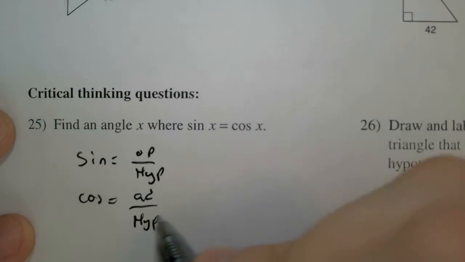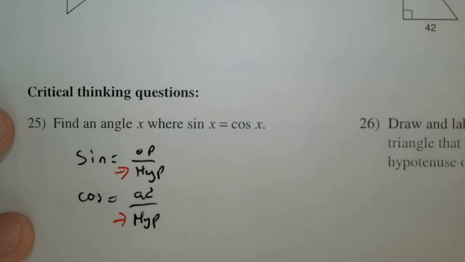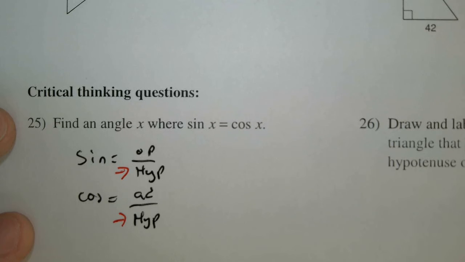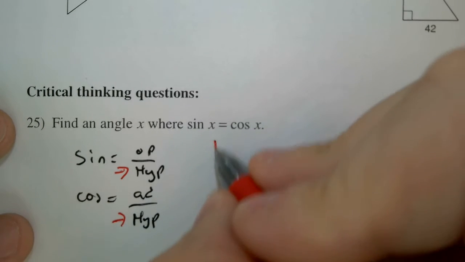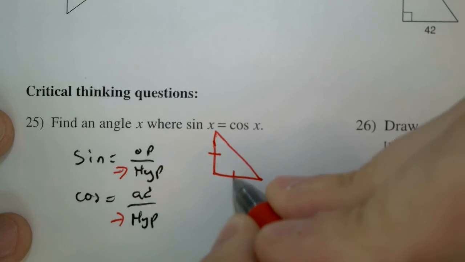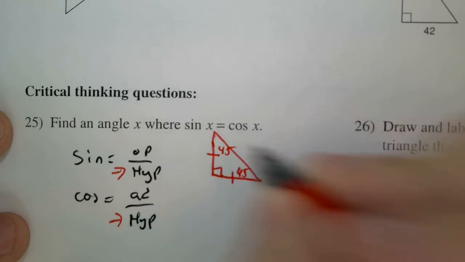So notice how the hypotenuse is the same here. And if the hypotenuse is the same, the hypotenuse cannot change. The only way that this is going to be true is perhaps if the opposite and the adjacent are the same. I wonder if that would be true. And when would that be the same? Well, these two sides would be the same if it is a 45-45 triangle.